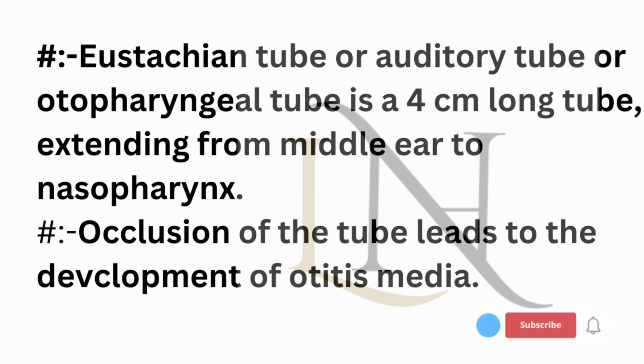The Eustachian tube has other names, the auditory tube or otopharyngeal tube. It is 4 centimeters long, extending from the middle ear to the nasopharynx. Occlusion of the tube leads to the development of otitis media, mostly seen in children. Next, move to MCQ.